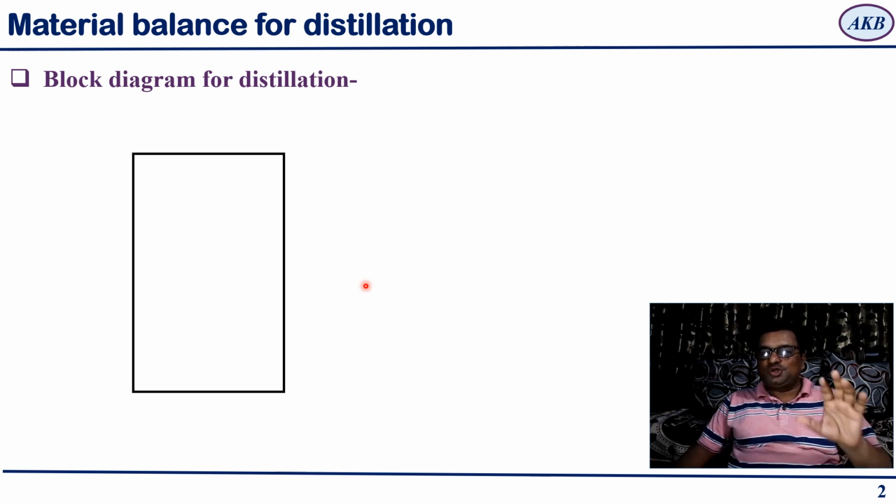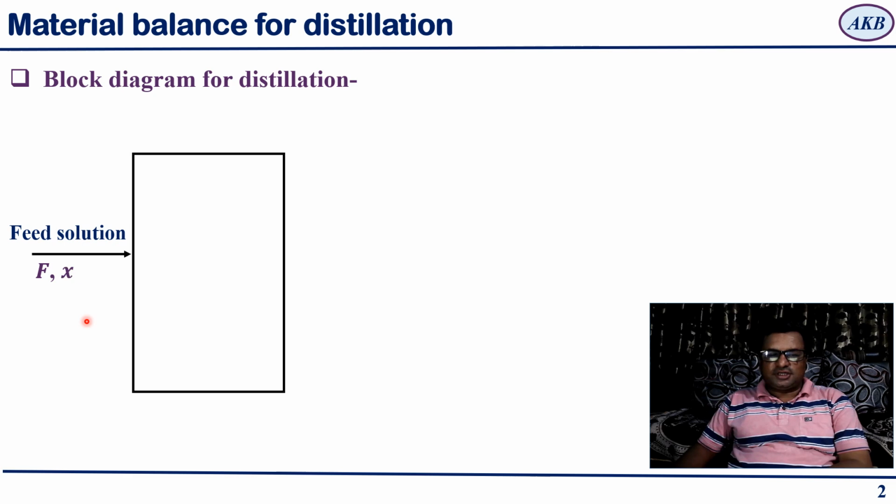Now you just have to show all the streams that are associated with the distillation operation. Of course, the first stream associated with it is the feed stream, that is the feed solution. And in our discussion, this feed solution is going to be described by these two parameters, F and XF. I'll tell you what these parameters are shortly.